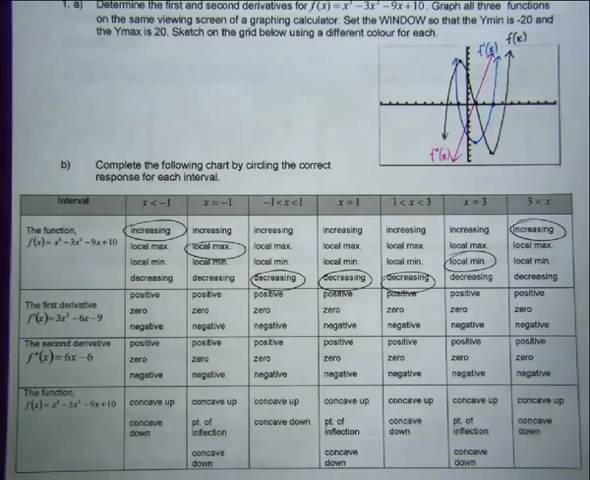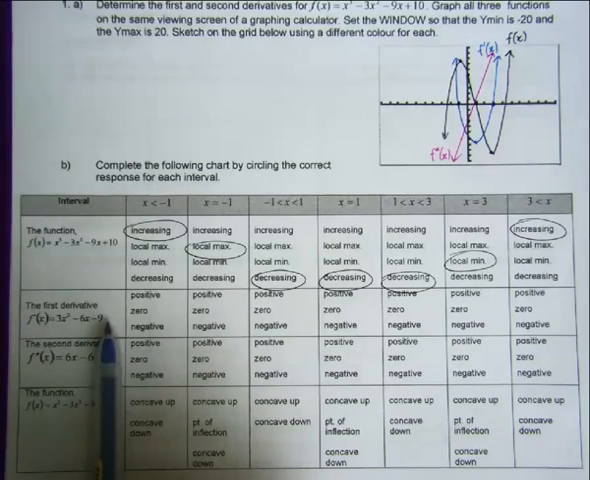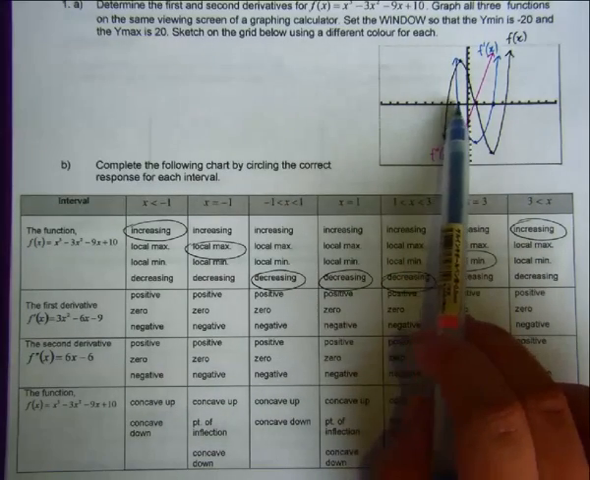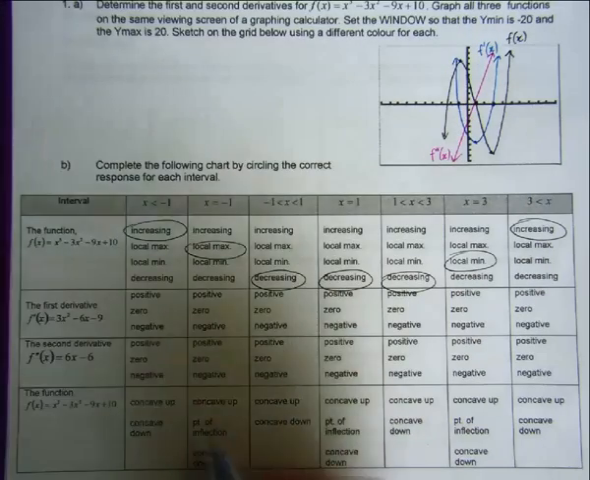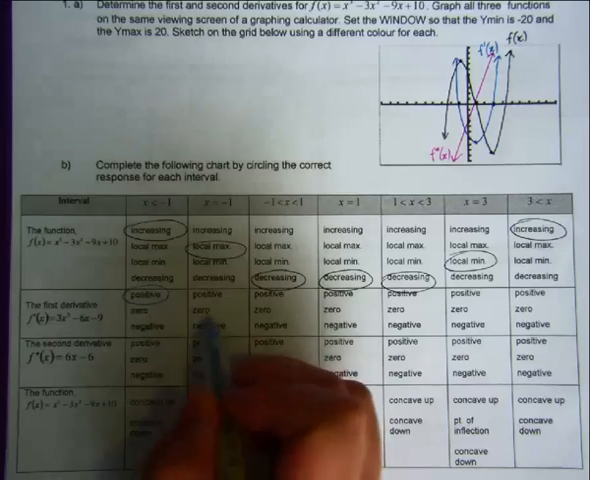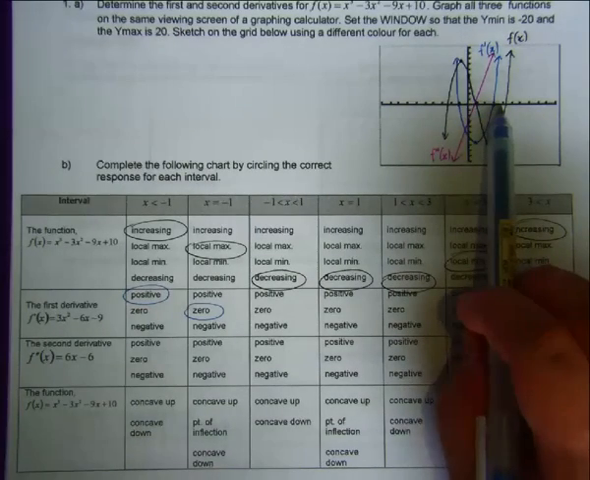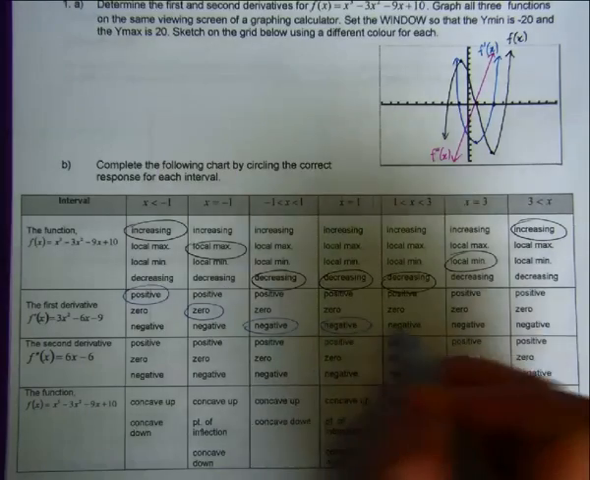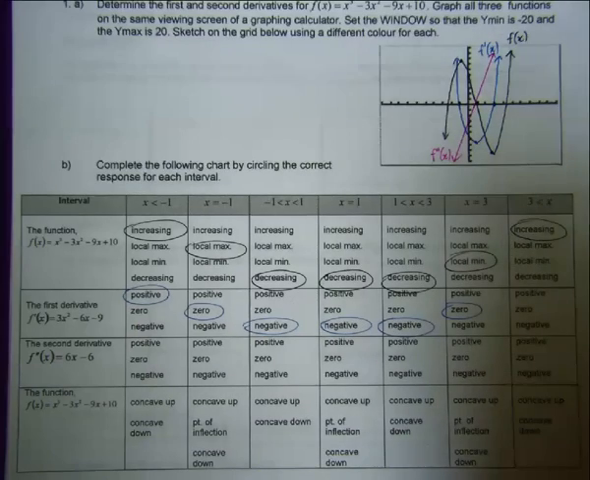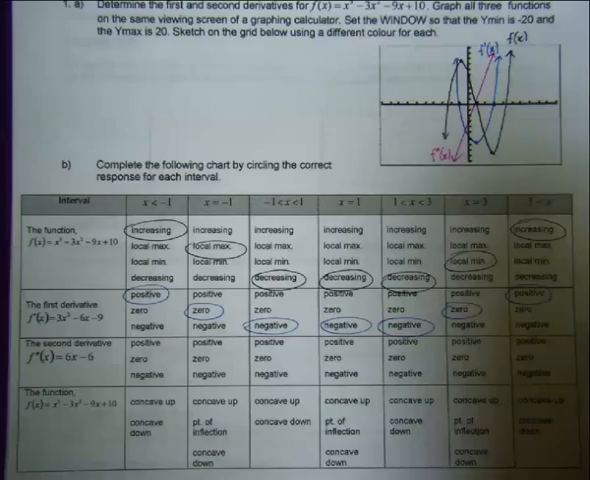Now looking at the first derivative, which has an equation of 3x squared minus 6x minus 9, and it's the graph in blue. When x is less than -1, we see that the function is positive. When x is equal to -1, it's 0. From -1 to 3, it's always negative. When x is equal to 3, the derivative is 0, and then from 3 onwards, the derivative is positive.